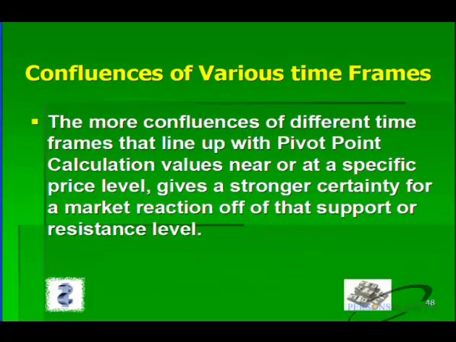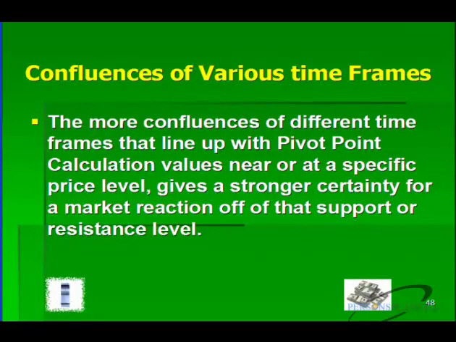Now, with confluences, what we're doing is we're looking for the pivot point calculations to line up within the various time periods. So the more confluences, or coincidences, let's call them, that line up within the various time frames of the pivot point calculation values themselves. And I wanted to actually give a better description. A pivot point calculation value could be R1, R2, S1, S2, and for those who want to experiment, the R3 or the S3 numbers.